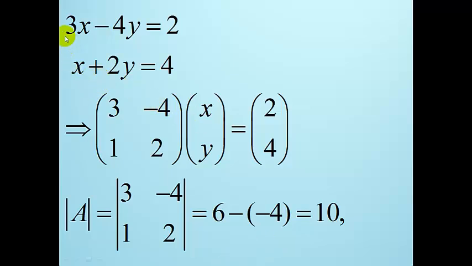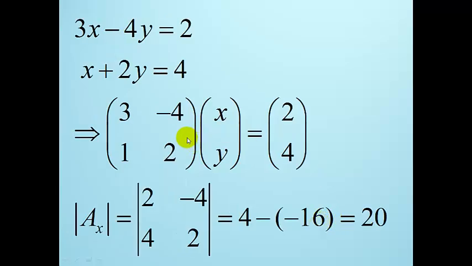Now, we know that A is the matrix [3 -4; 1 2]. So the determinant of A will be the determinant of [3 -4; 1 2]. How do we find the determinant? We multiply the first element by the fourth element, so we have 2 times 3, and that will give us 6. Minus 1 times minus 4 is minus 4. So 6 minus 4 will give us 10. So the determinant of A is equal to 10.